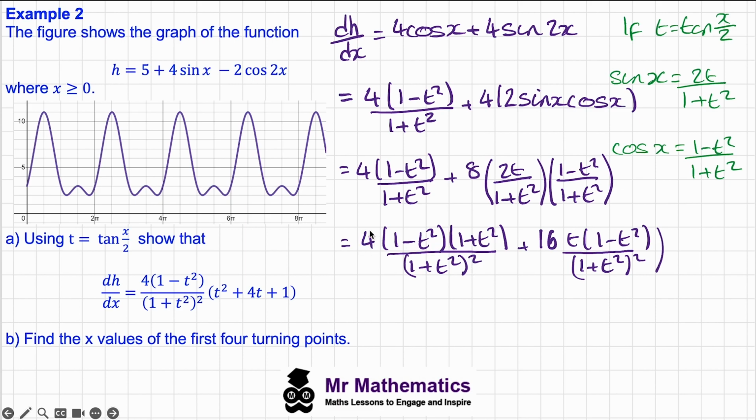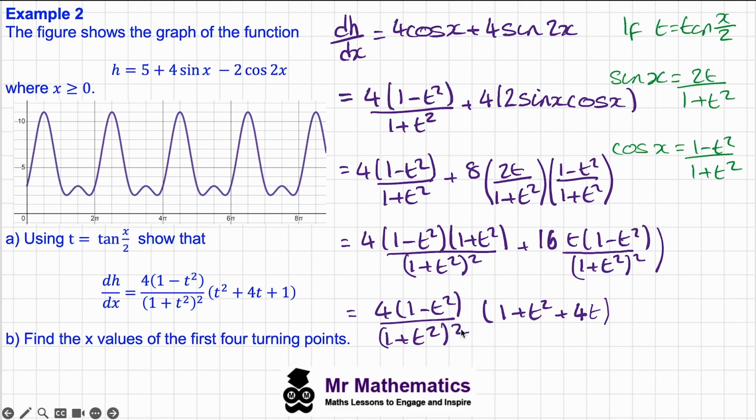We also have a common 4 here and here. And we have a common 1 minus t squared on the left hand side and on the right fraction. So we can factor out the 4, the 1 minus t squared, and the 1 plus t squared all squared. And what we're left with is this term, 1 plus t squared, and 4t. So we've shown that this is the gradient function in terms of t for this graph here.